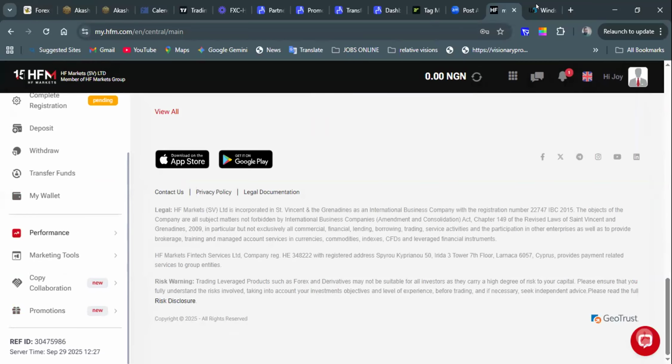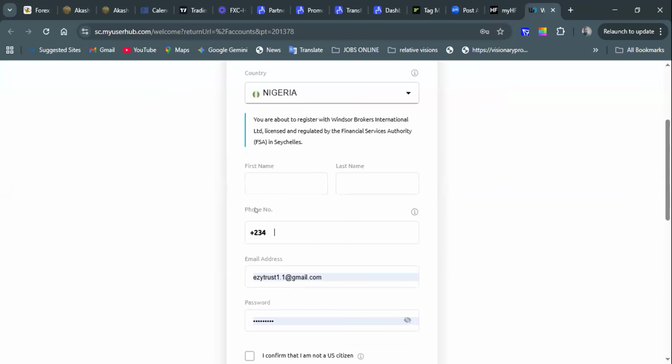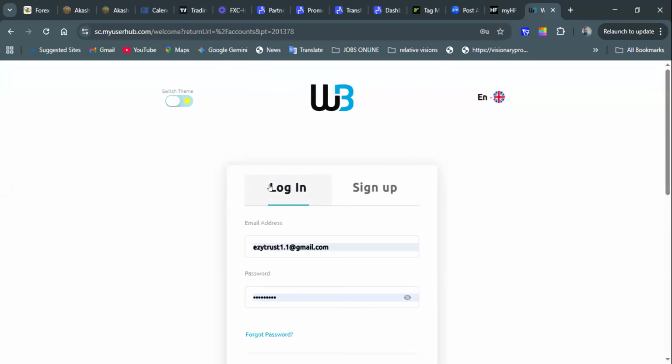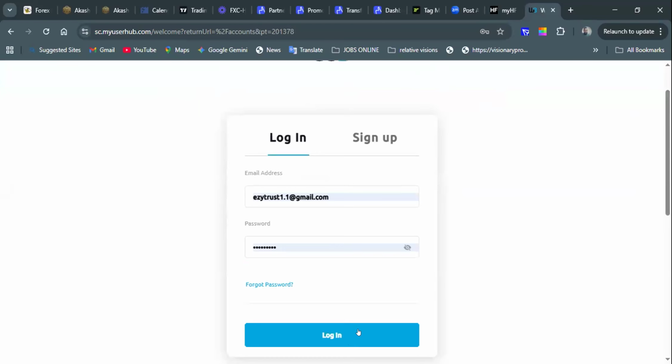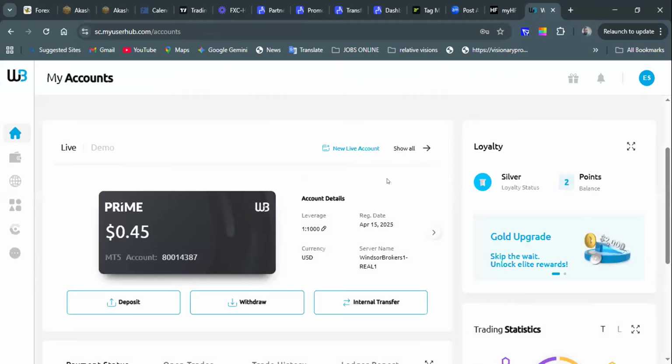Let me just go to Windsor and let's proceed from here. So right here, the sign up or registration process is the same thing anywhere you have. Okay. So just to create your profile and make sure those profile tally with any of the particulars you want to use. All right, so you go to Windsor. You want to create an account on Windsor.